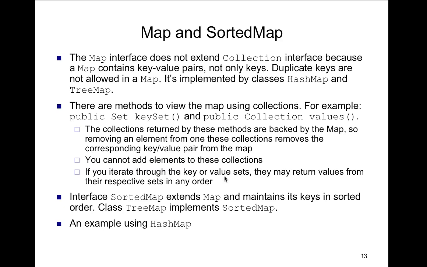So the interface sorted map extends map and maintains its keys in sorted order. So if you want sorted, instead of a hash map, you say, give me a sorted map or tree map. The tree map implements the sorted map. It takes and creates a tree data structure out of it.